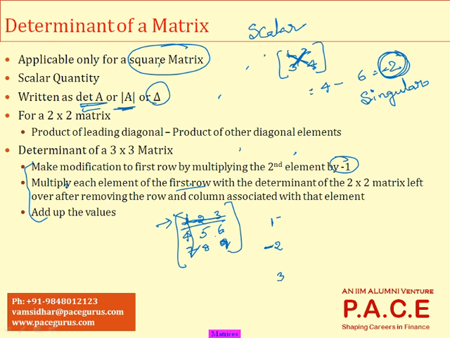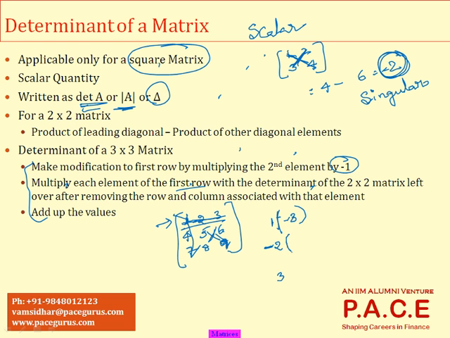Whatever is left, take the determinant of that. Now this becomes a 2 by 2 matrix. Take the determinant of that. 5 nines 45, principal diagonal, minus 8 sixes 48. 45 minus 48, make it minus 3. I hope you are getting this.